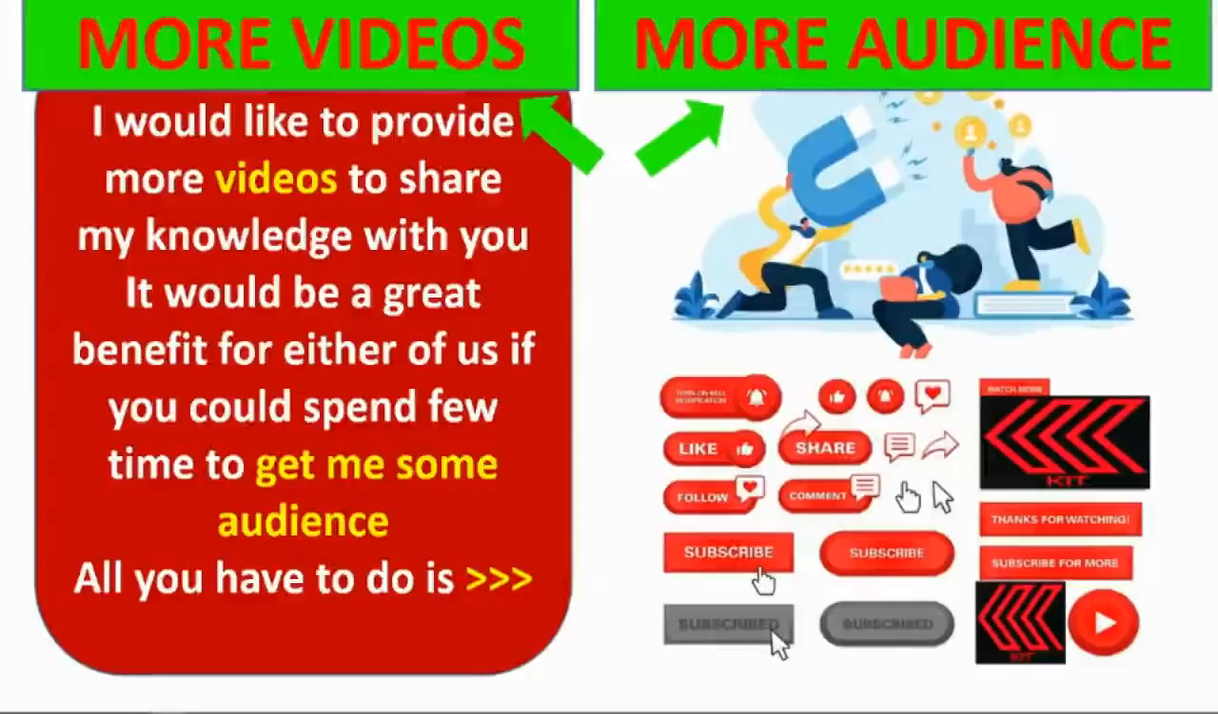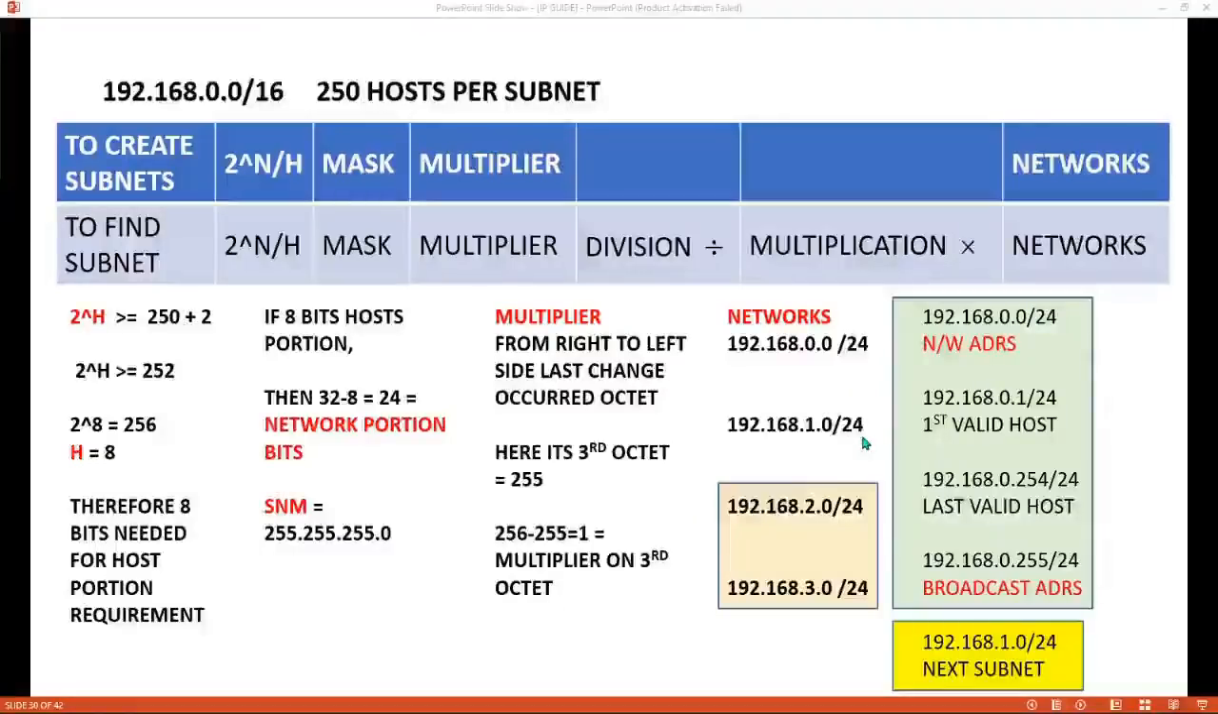Until I have enough IPs in this 1.0 network, I don't need to go for 2.0 or 3.0. That is the idea here. In this way I can save 192.168.2.0, 3.0, all of it, and I can use it later.